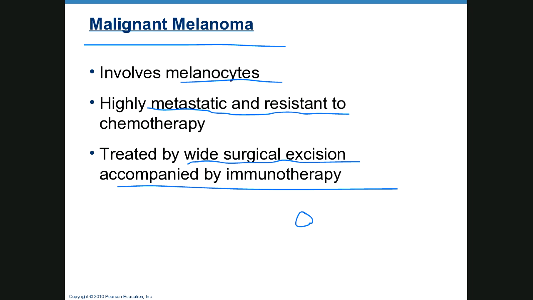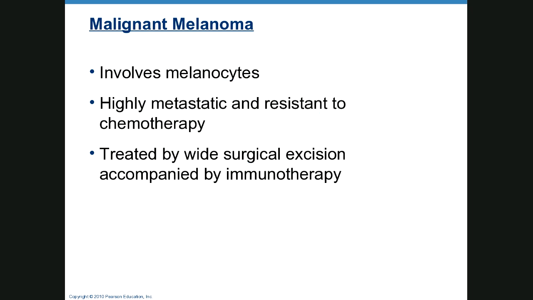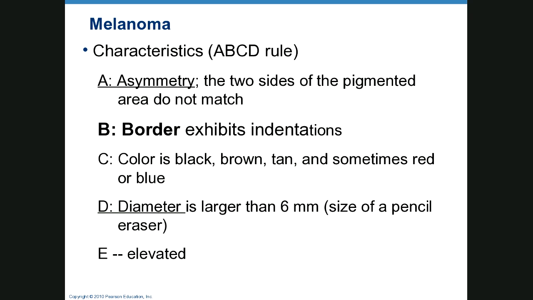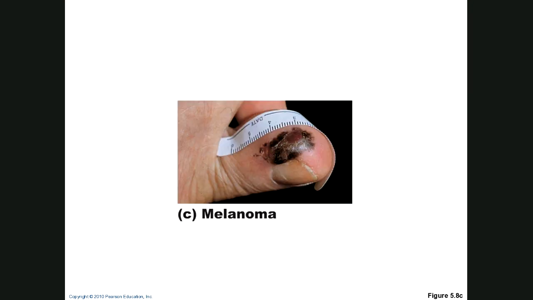So now here we have the characteristics, and it's really the ABCDE rule. Asymmetry, that's the two sides don't match. Border irregularity. Color, it may be black, but it could be brown, tan, red, or even blue, or have multiple colors in it. Once they get past 6 millimeter size, that's a pencil eraser, you're getting into serious trouble. And elevated increases the chance of that being serious. And this is melanoma here.